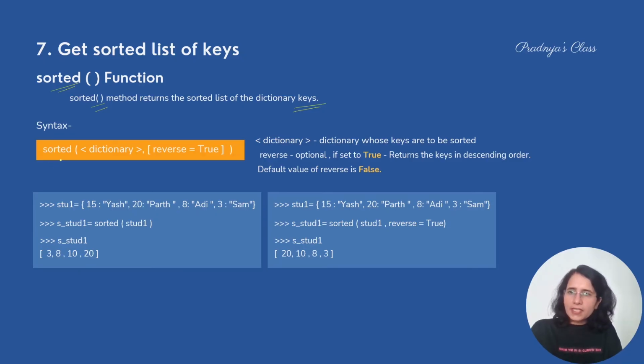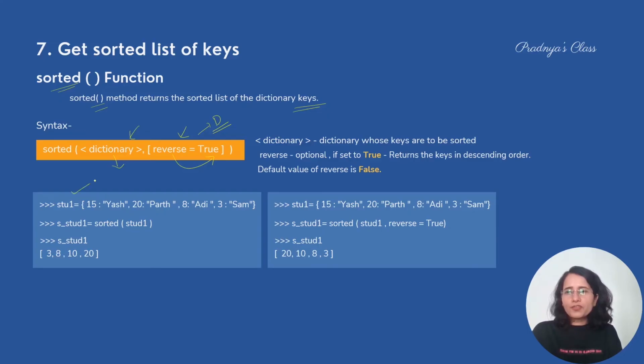The syntax is sorted. In brackets we have two arguments. The first one is the dictionary name which is to be sorted, and you can mention reverse equals true if you want to sort the dictionary in descending order. By default it will sort in ascending order.